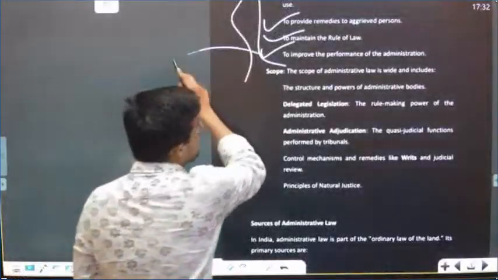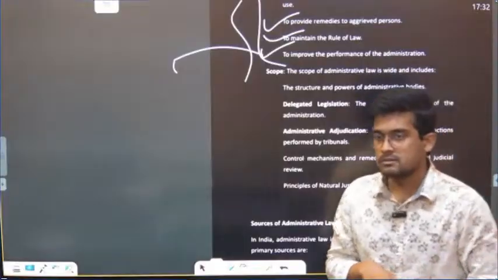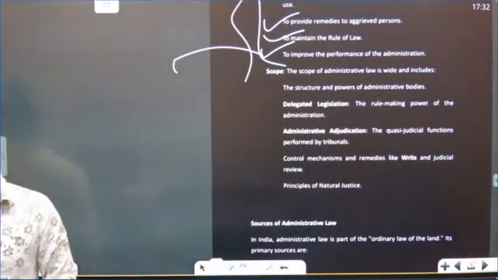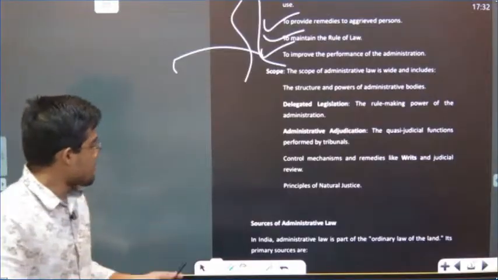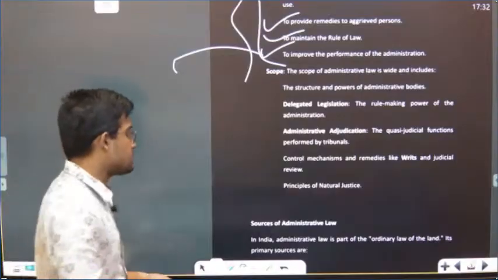How does it improve the performance of administration? Making them accountable. Making them accountable to what? To the rule of law. Very easy. Now, what is the scope? That means how wide is administrative law? Where do we study administrative law?